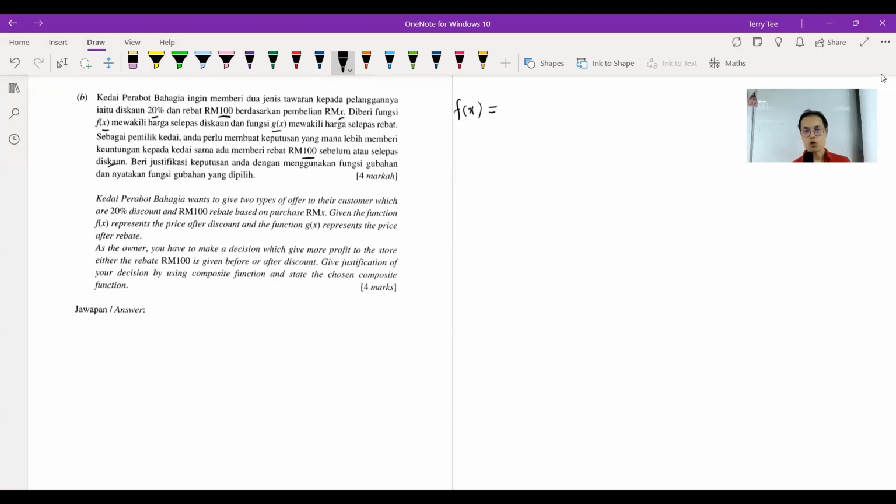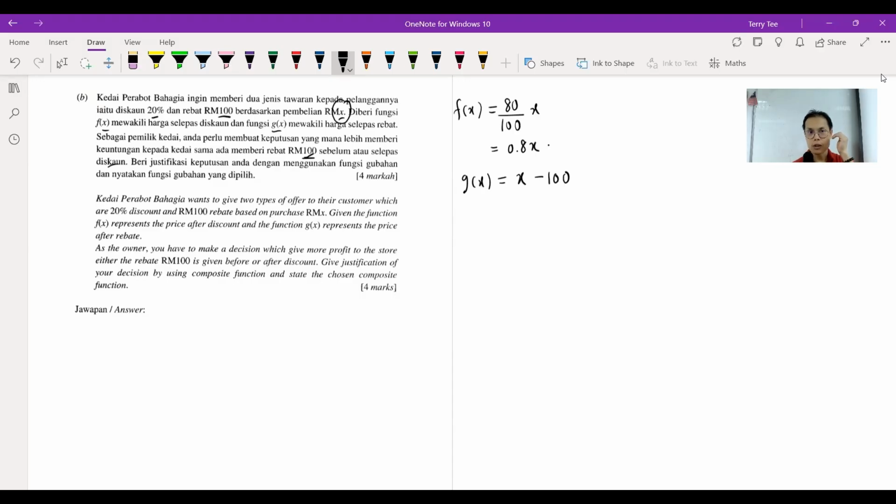f(x) is discount. So when you give a discount of 20%, that means the customer only pays 80% of the purchase price. The purchase price is RMx, harga perabot is RMx, pembelian x. So this is 0.8x. Okay, for g(x) is after rebate of 100 ringgit. So the price before rebate is x. After rebate, you minus 100 ringgit. Yeah, minus 100.